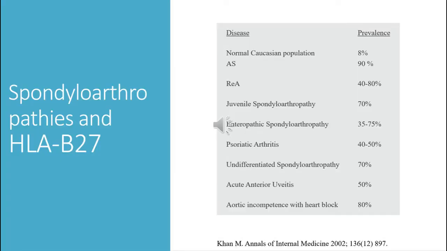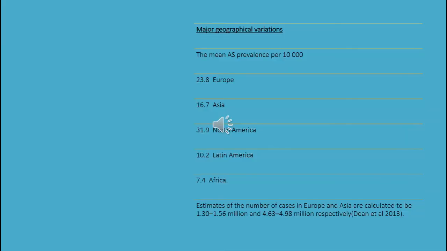Just for interest really, I've added this slide just to go through some of the incidences of this HLA-B27 and what the gene is actually associated with in pathological terms. Because this is largely a genetically related condition, it also has major geographical variations because of allele frequency differences in the population. So you can see here that it's relatively common in North America, but relatively unusual in Africa, for example.